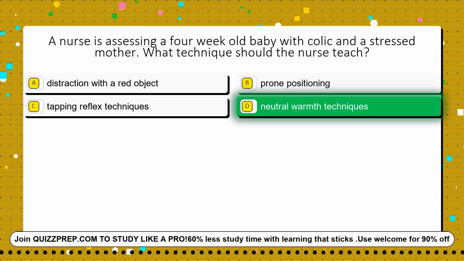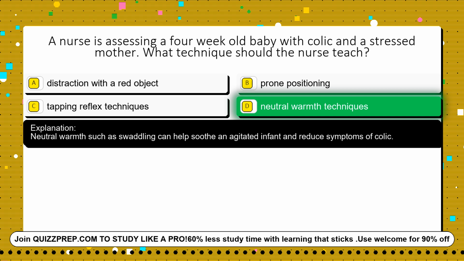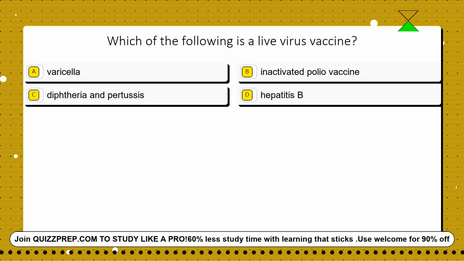The correct answer is option D, neutral warmth techniques. Neutral warmth such as swaddling can help soothe an agitated infant and reduce symptoms of colic. Question 8. Which of the following is a live virus vaccine? Option A. Varicella. Option B. Inactivated polio vaccine. Option C. Diphtheria and pertussis. Option D. Hepatitis B.